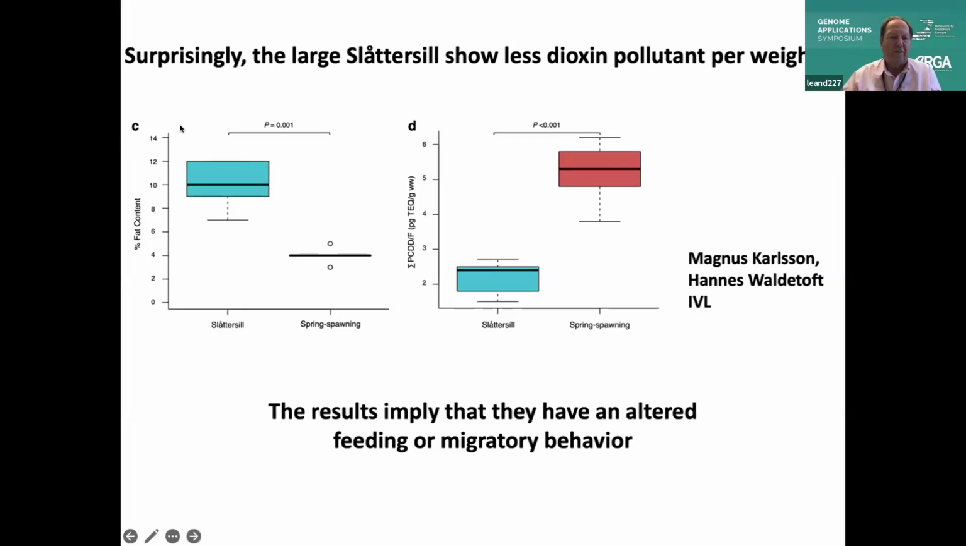If you then look at fat content, this is this piscivorous herring, this is the planktivorous. You see a big difference in fat content. This is the dioxin pollutant, which is a major issue in the Baltic Sea, that we have a pollutant present. And we had expected that this piscivorous herring, because it's more fat, should have higher pollutant levels, but it has significantly lower, which means that it's better suited for human consumption. And this result implied that they have an altered feeding or migratory behavior.